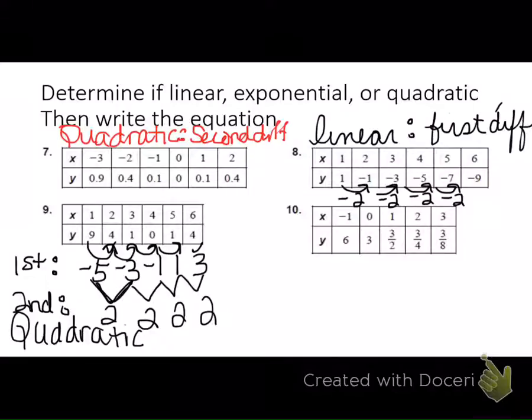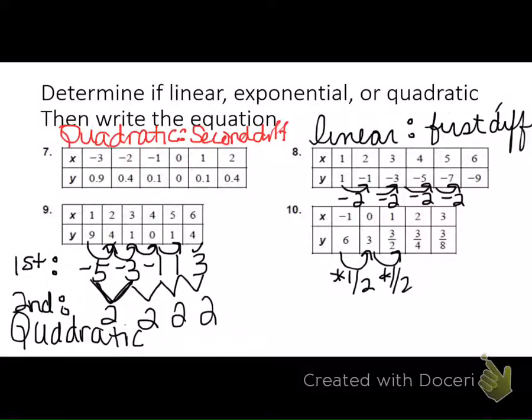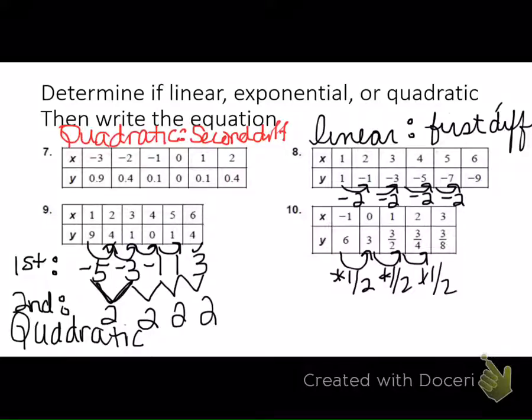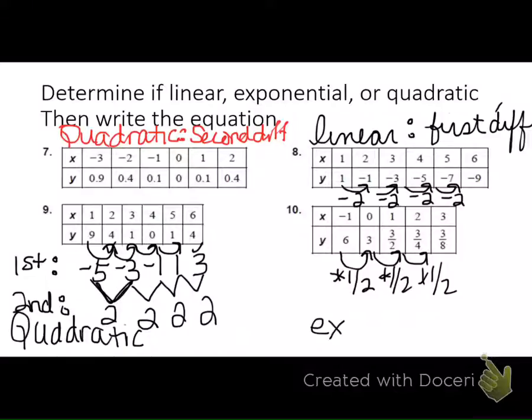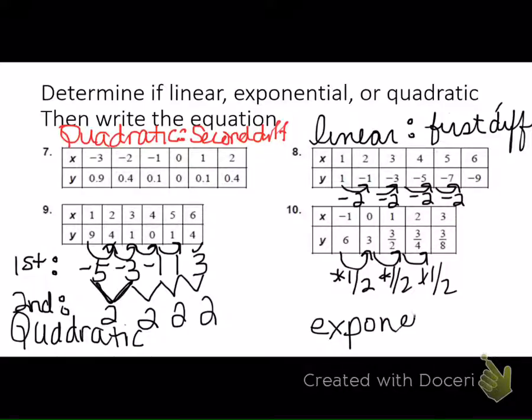What's happening to the y coordinate? It's decreasing by half every time. All right, good. So it's exponential. This is being multiplied by 1/2 every time. Is it growing or decaying? It's decaying, Miss Bowden. Right, it is decaying. It's going down. So yes, this is exponential. It has a common ratio.